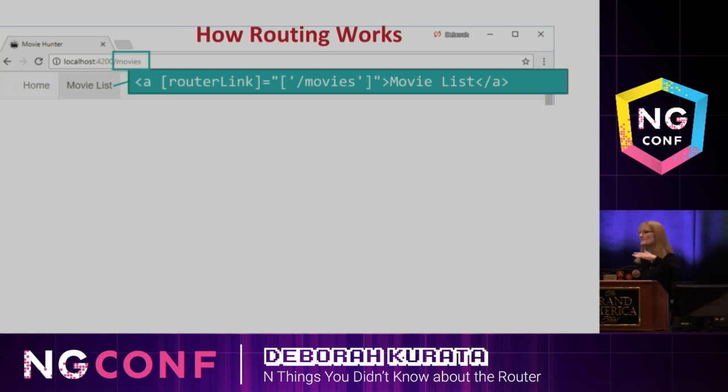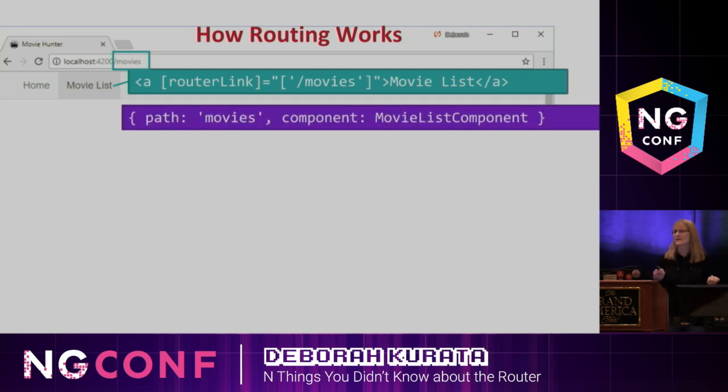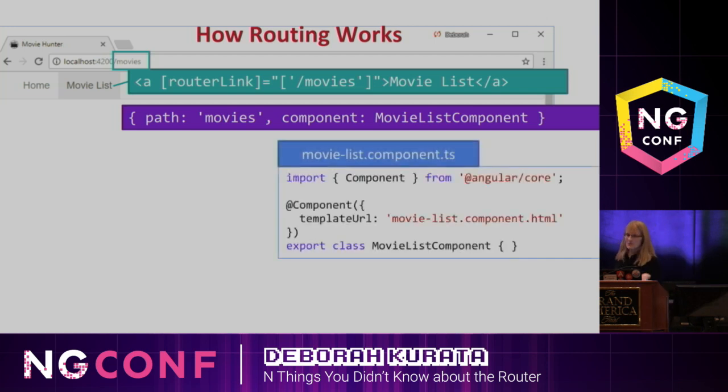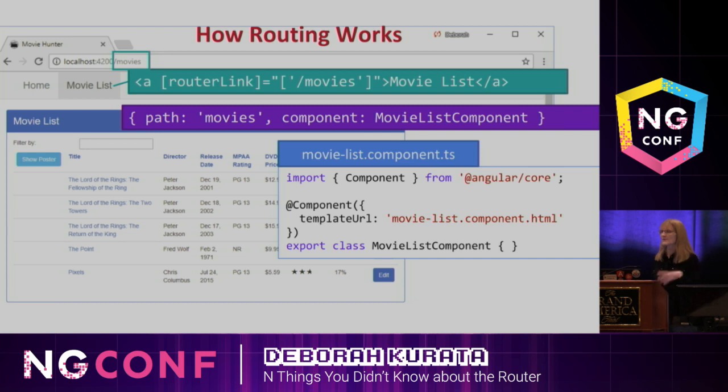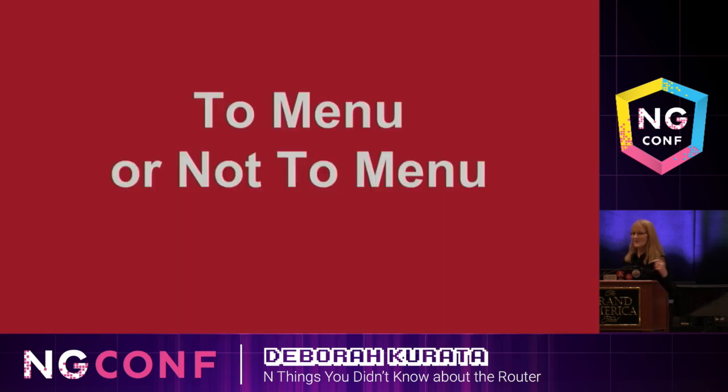It starts at the top and finds the first match. So in this case, it'll find the path movies, and know to load the component, movie list component. So it loads that component, finds the associated template, loads and prepares that. Then it starts to look for an appropriate router outlet. It finds a router outlet, and that's where it displays the component's template. So that's in one slide how the router works. Hopefully that was helpful for any newer developers, Angular people here in the audience. With that, we're going to launch right into our first of N things.